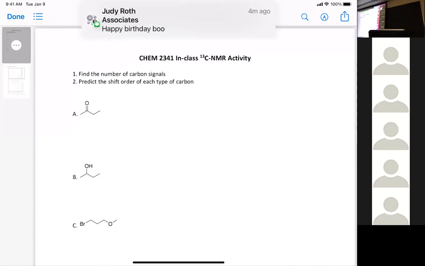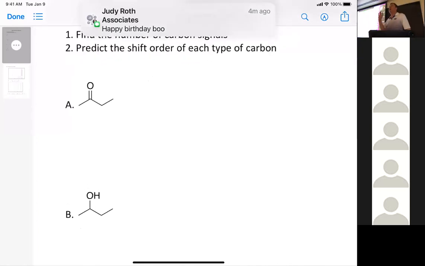All right, so here we only have to predict shift and our number of peaks. So again, we're going to look for unique carbons, but don't forget, when we were doing proton, you could skip carbonyls. You can't skip carbonyls in carbon NMR, okay? So in this case here, if we were to predict the number of hydrogen peaks it would have 3 hydrogen peaks because it has 3 different types of hydrogen. But here in our carbon, we have 1, 2, 3, 4. Okay, that carbonyl counts. So we should get 4 peaks right here.